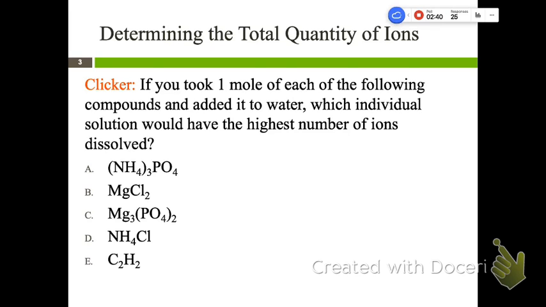Yeah, because this is the NH4, it's the only one that's two carbons, two hydrogens. This essentially is that.